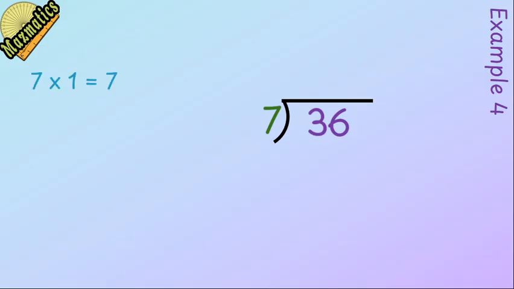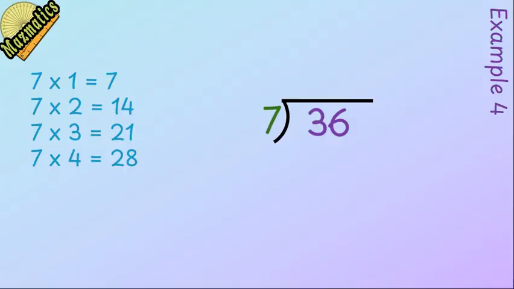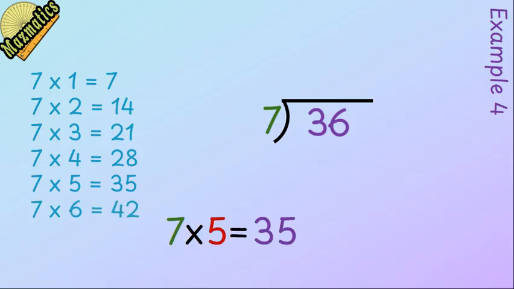7 times 1 is 7, too small. 7 times 2 is 14, still small. 7 times 3 is 21. 7 times 4 is 28. 7 times 5 is 35. Ooh, this looks promising. 7 times 6 is 42. Too big. We crossed 36. So the just right number is 5. Write 5 on the roof.